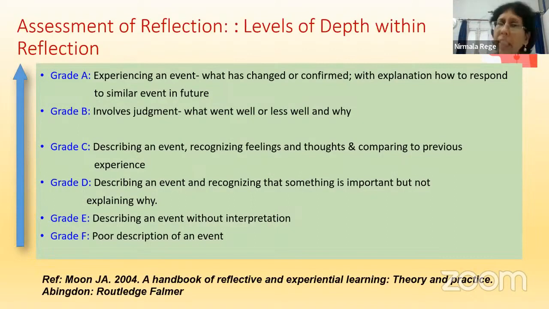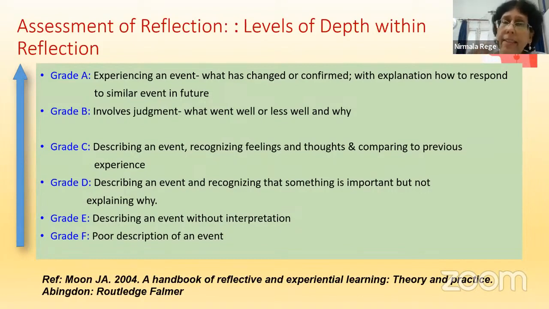There is one tool which I have used extensively, and that is by Moon in 2004. If you can see the arrow on the left side, which is pointing upward, it goes from grade F, which is the lowest grade, to grade A. Grade F is the poor description. They are not even able to write the reflection, there are many grammatical mistakes, and there is no coherence.